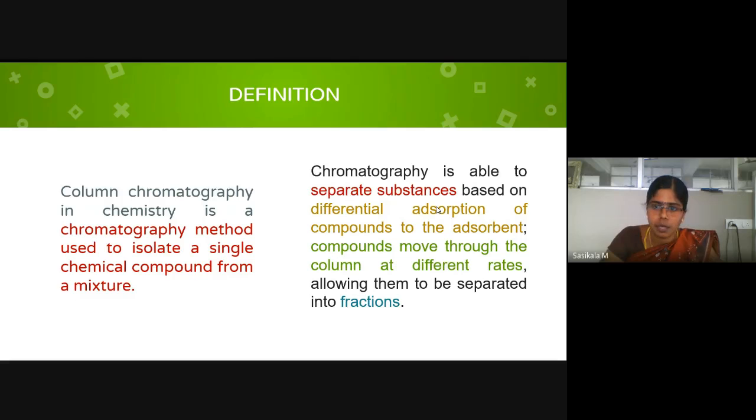This chromatography is able to separate substances based on differential adsorption of compounds to the adsorbent. Hope you know what adsorbent and adsorption are. Adsorbent here represents the stationary phase. Adsorption is a phenomenon that takes place at the surface of the adsorbent. Compounds move through the column at different rates, allowing them to be separated into fractions. So these isolated compounds will be considered as fractions.